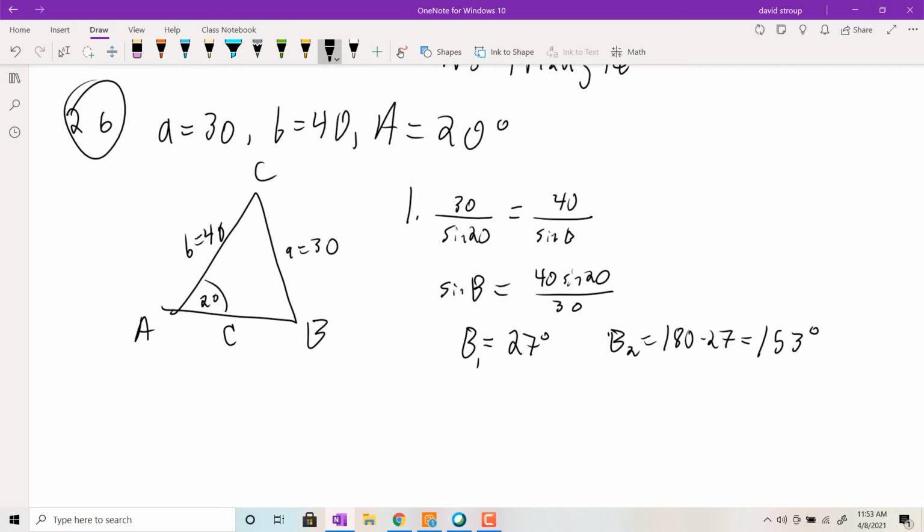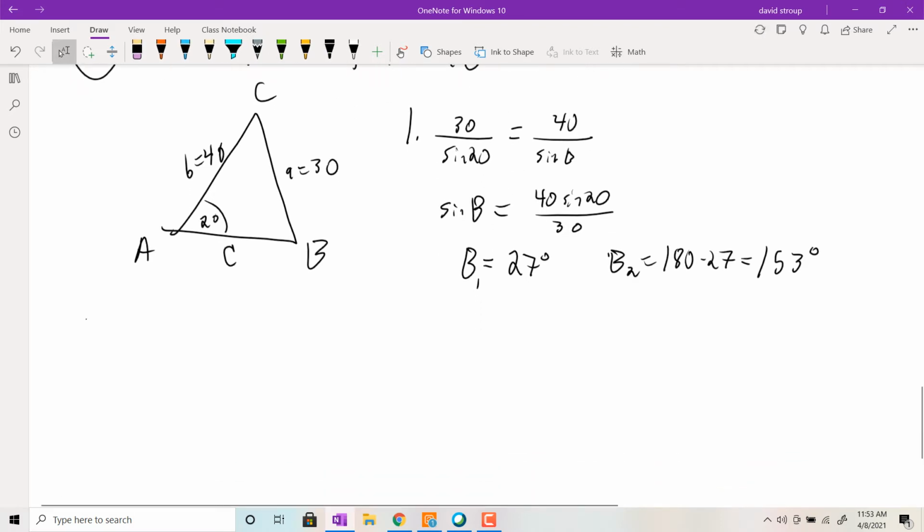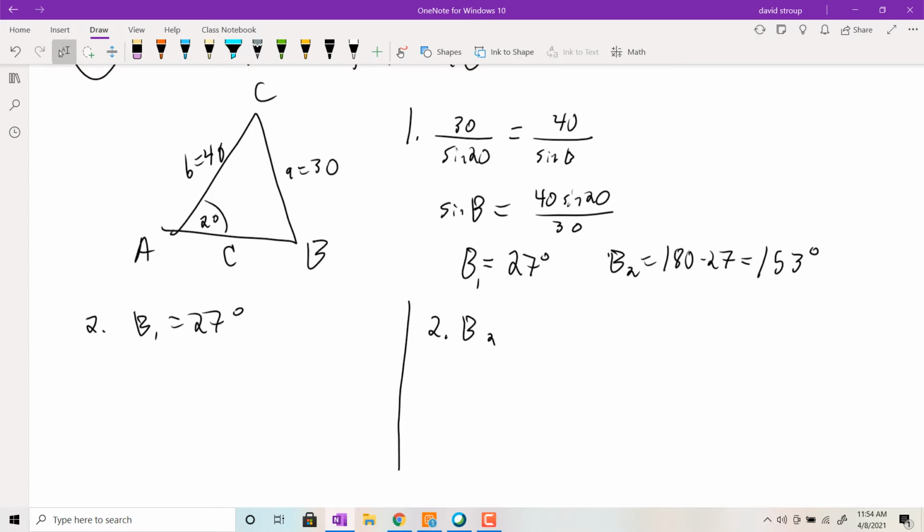Okay. So it looks like we have 2 possible triangles. We'll start with B1 is 27 degrees, and then over here I'll put B2. It's 153 degrees. Okay. So once you get B1, you can get the low-hanging fruit of C1. C1 will be 180 minus 20 minus 27, and so C1 is 133.